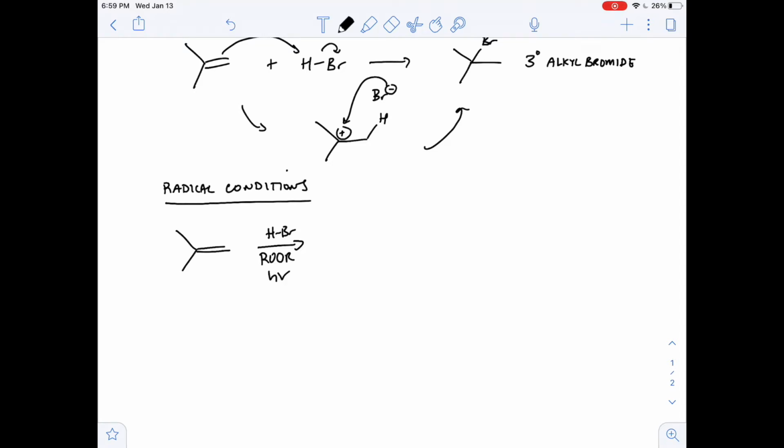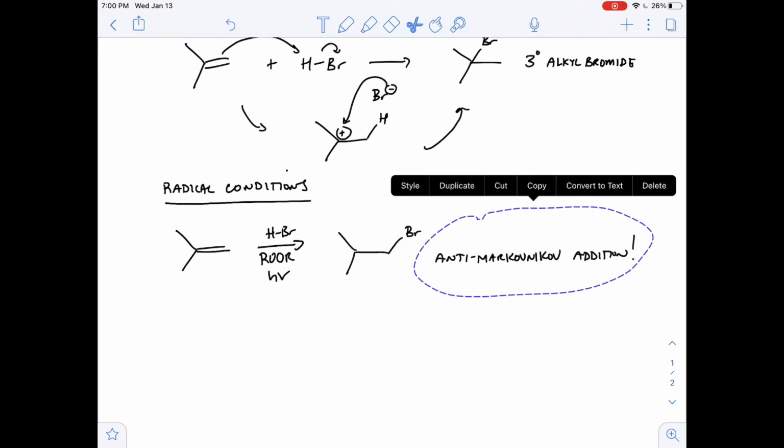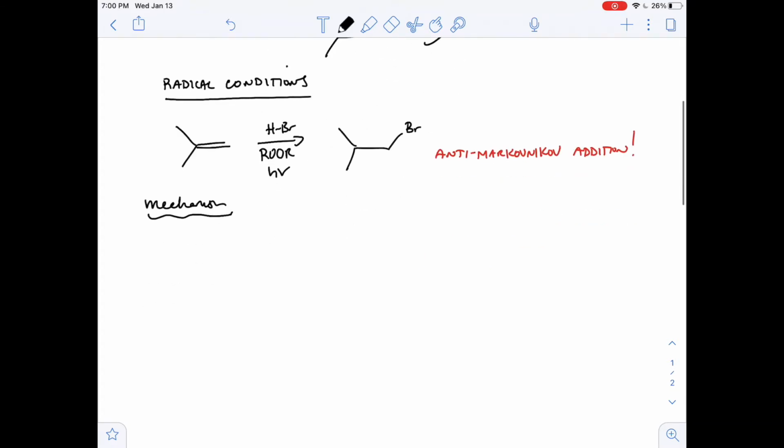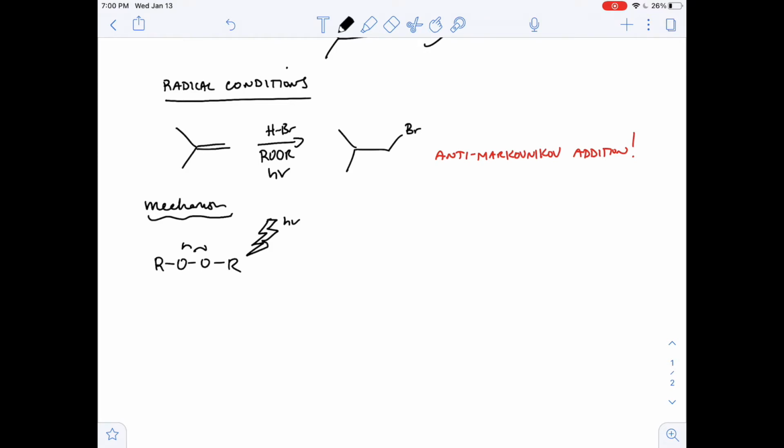For radical conditions, we need a peroxide and light, or just peroxide and heat. What we end up getting is this alkyl bromide, which is anti-Markovnikov. The bromine adds to the less substituted carbon, which is not what we expect with ionic intermediates. Before, we added the hydrogen first and then the bromine, and in the radical mechanism we add the bromine first and then the hydrogen. This is why we have a different outcome.